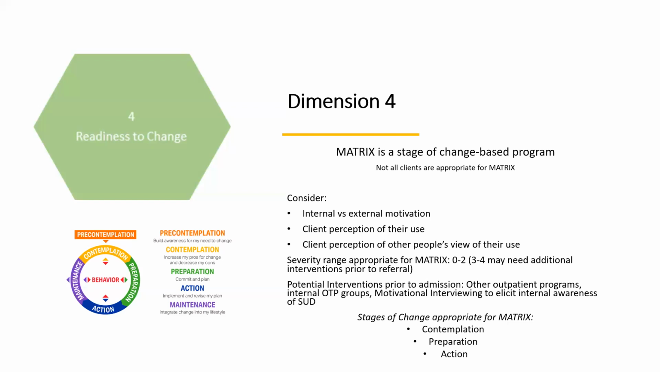Severity range appropriate for Matrix: 0 to 2. A severity range of 3 or 4 may need additional interventions prior to referral. Potential interventions prior to admission: other outpatient program, internal OTP group, motivational interviewing to elicit internal awareness of substance use disorder. Stage of change appropriate for the Matrix: contemplation, preparation, or action.